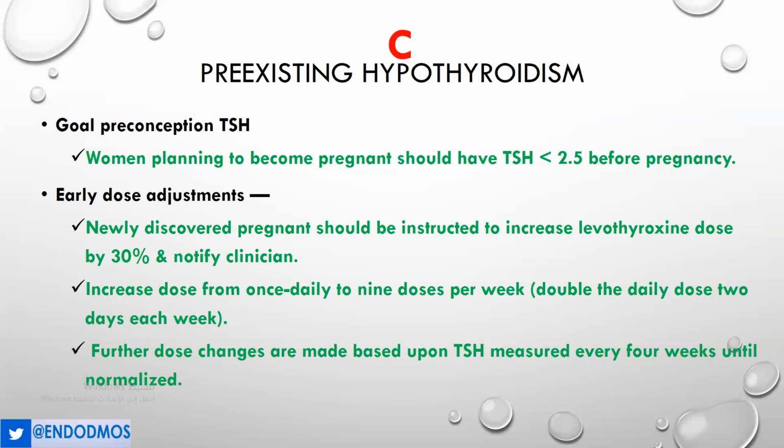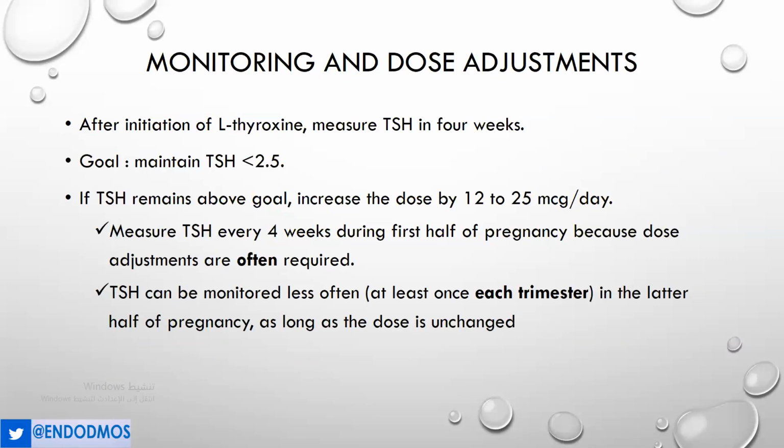Increase dose from once daily to 9 doses per week, which is a 30% increase. Usually what we are doing in clinical practice is to ask the patient to double the dose during 2 days of the weekend. Further dose changes are made based upon TSH measurement after 4 weeks until normalization of thyroid function test is achieved.